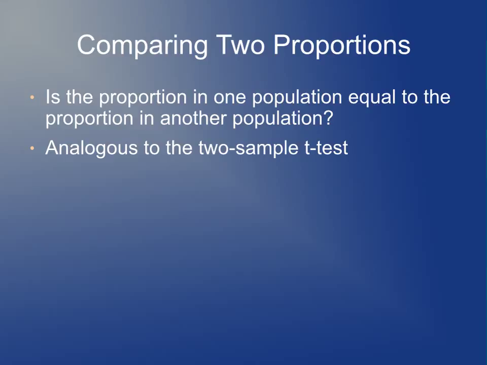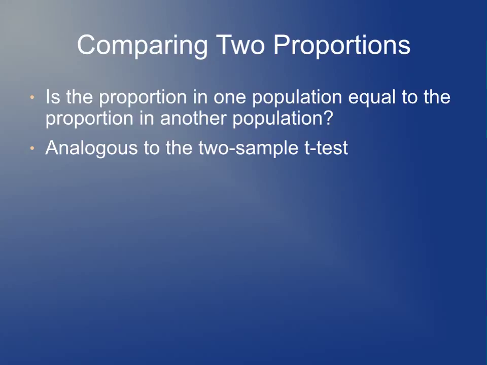So we may also want to compare two different proportions. We may want to test the null hypothesis that the proportion in one population is equal to the proportion in another population. This is similar to what we would do for a two-sample t-test. Rather than saying what's Obama's approval rating, we may want to say, does Obama have a higher approval rating than Boehner? I don't know, just naming some other politician off the top of my head. And this is analogous to the two-sample t-test.